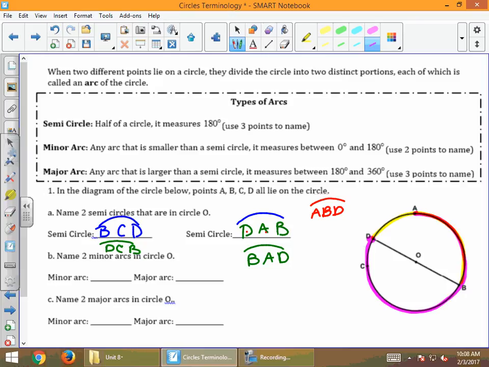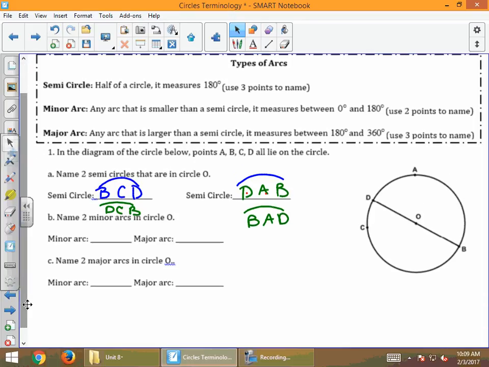If you don't go in order and you just say, oh, these 3 points lie on that arc, I'm just going to name those 3 points in any order, you're naming a completely different arc. Order matters. You have to go in order. Okay? Just because they're the same points doesn't mean they're the same arc. Okay?